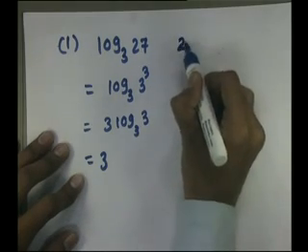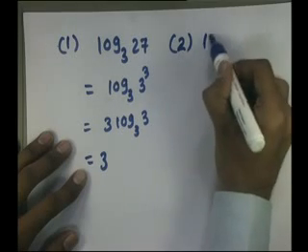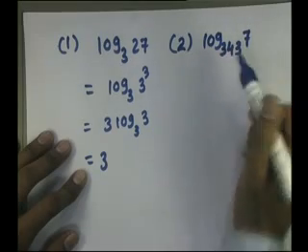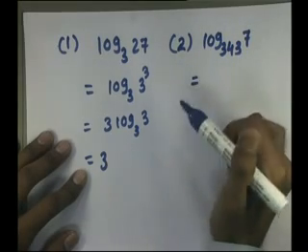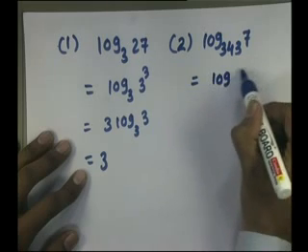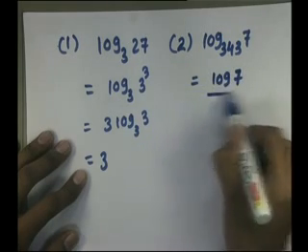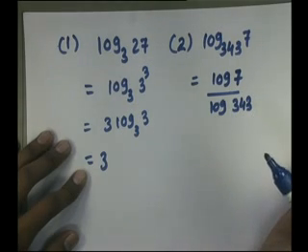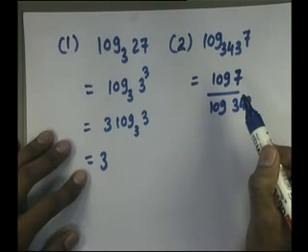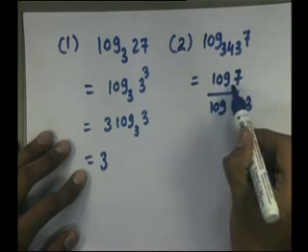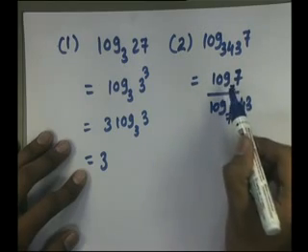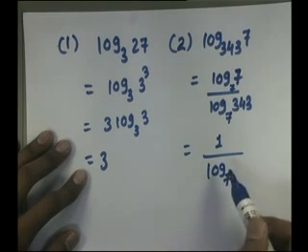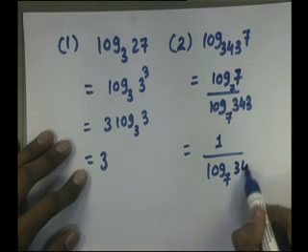Let us see the next example. Log of 343 to the base 7. Here we will apply the change of base formula. So this we can write as log 7 by log 343, according to the property of change of base formula. Here we have not written the base yet. According to the question we will use base 7. As we know that log a to the base a is 1, so 1 by log base 7 of 343.